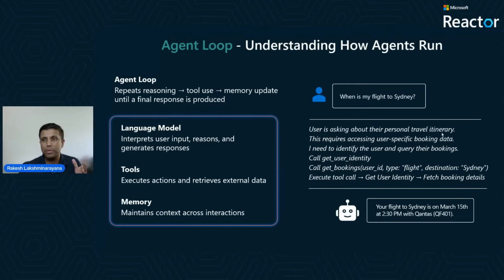The language model first reasons about how to answer this question and decides that it needs to call some tools to fetch the data. The agent orchestrates the tool calls, fetches the data, and the model now has the information to generate the response for the user. So it would say your flight to Sydney is on so and so, and that's one iteration of the loop, that's one cycle.